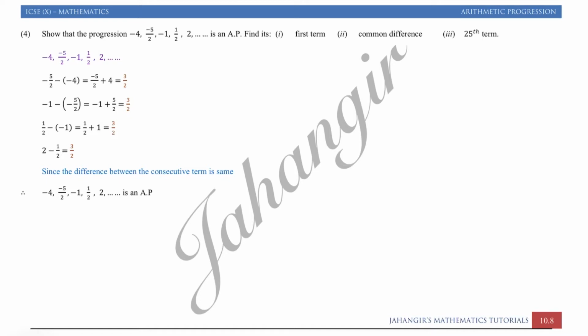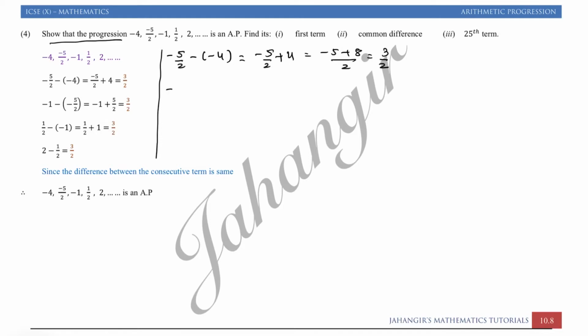Question number 4, again we have the same type of question. Show that minus 4, minus 5 by 2, minus 1, 1 by 2, and so on, is an AP. To show it is an AP, we are going to find the difference between the consecutive terms. First we can write minus 5 by 2 minus of minus 4, subtracting the first term from the second term. So here you get minus 5 by 2 plus 4, that is minus 5 plus 8 upon 2, that is 3 by 2.